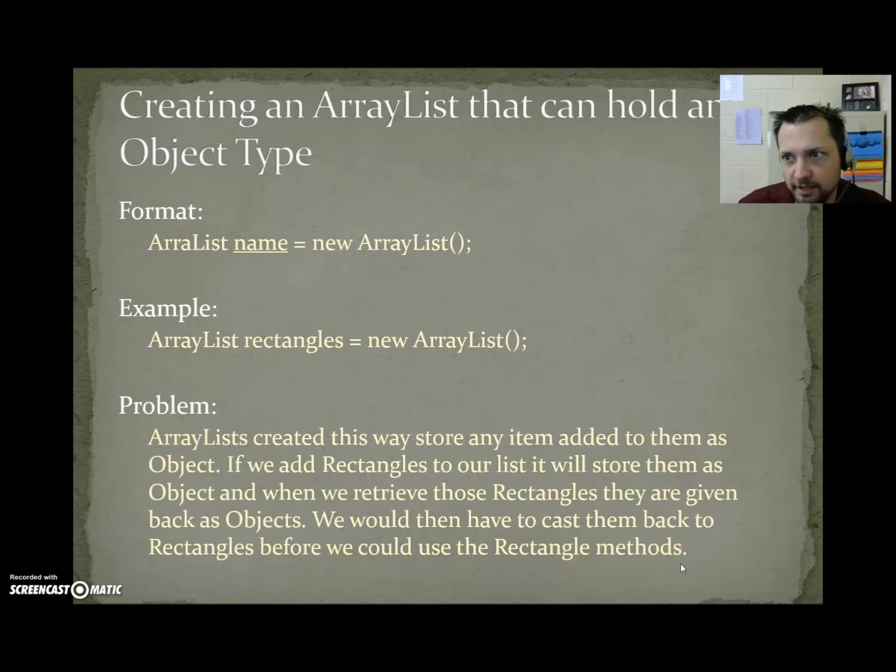So this gets complicated. If you have an array list of people, make an array list of people. If you have an array list of rectangles, make an array list of rectangles instead of making a generic array list. So we're going to move on to the next slide. I'm going to show you how to make an array list of a specified type.